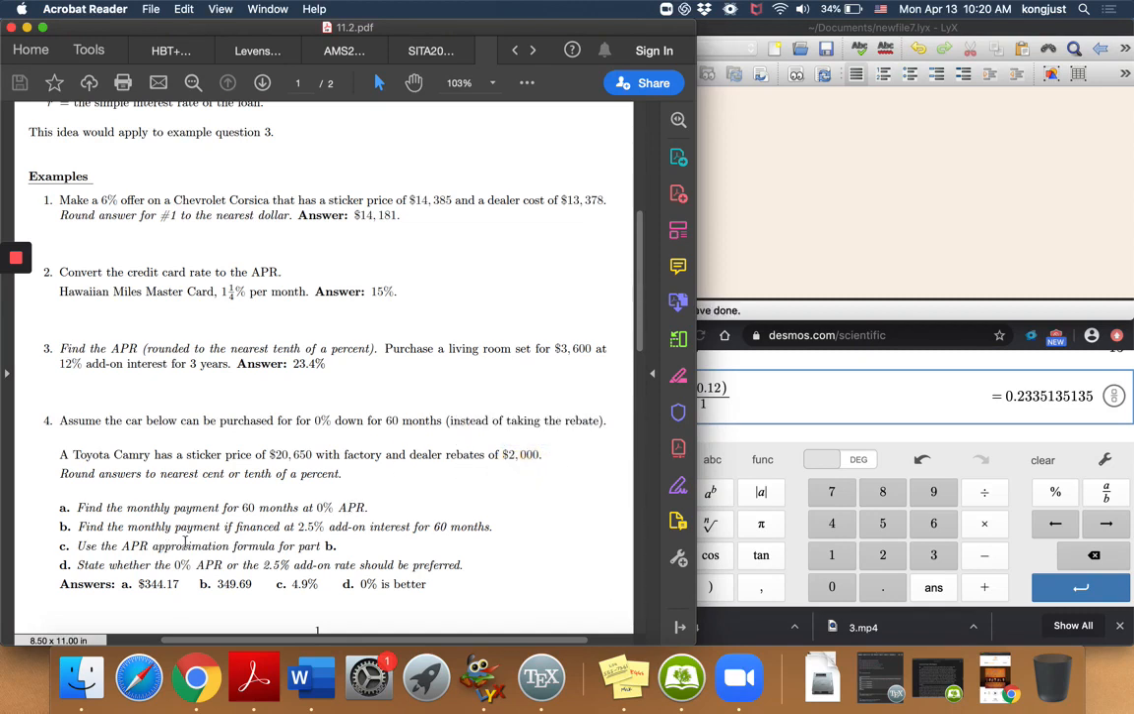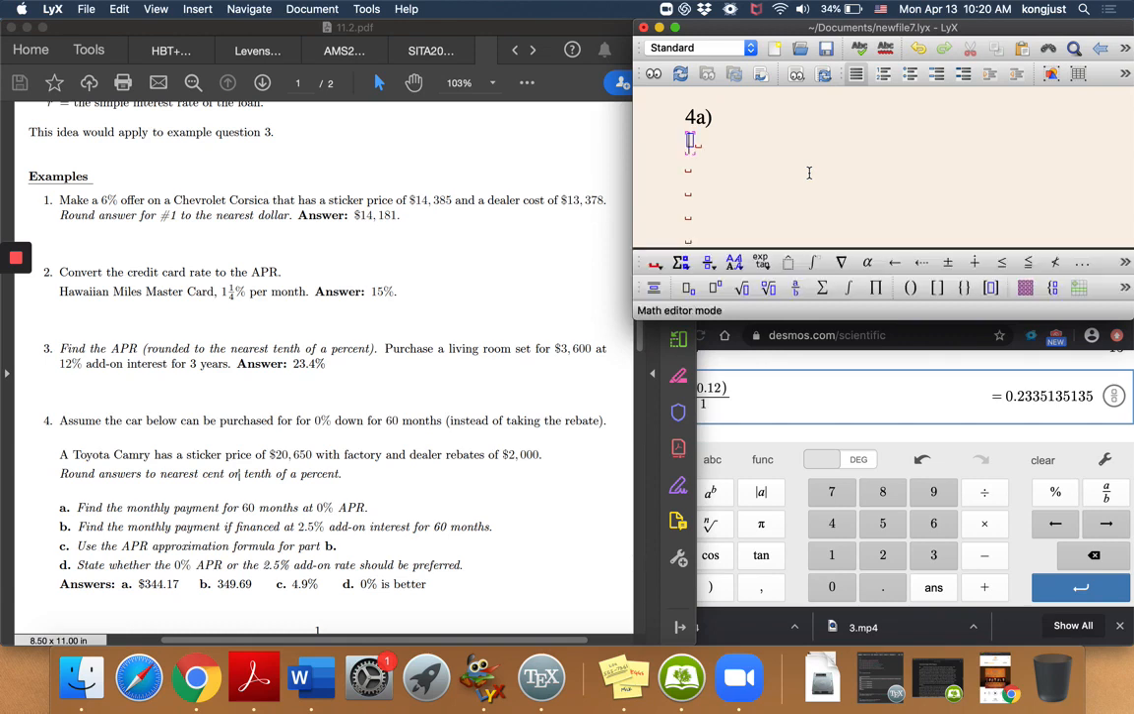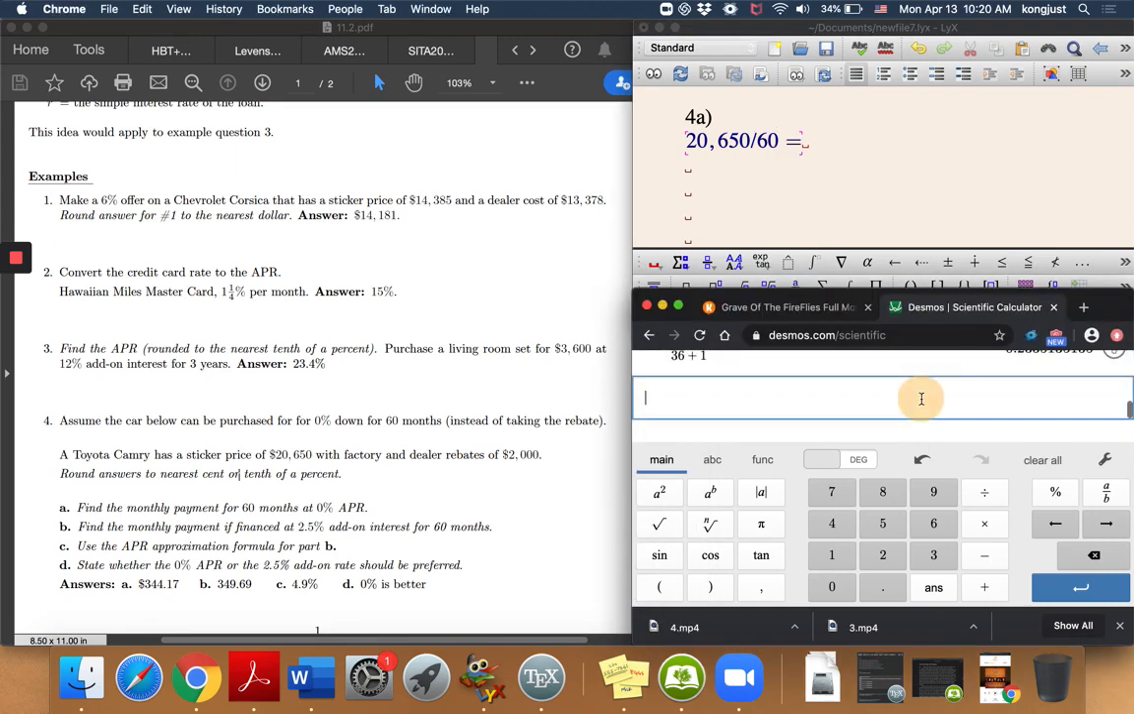Okay, so first it says find the monthly payment for 60 months at 0% APR. That means no interest is included. So I just take the value at face value, $20,650, divide it into the number of payments to find the monthly payment. Okay, so this first part A, this is 4A. What I do is I take the value of $20,650 and just divide by how many monthly payments. That will give me, let's see, so 20,650.